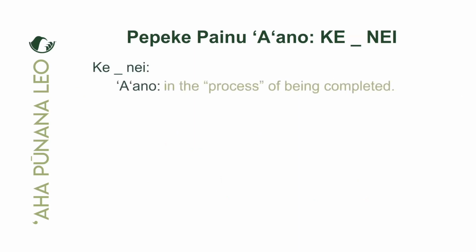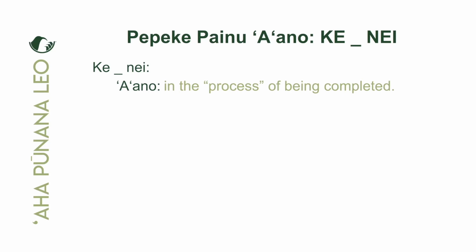All right, so now we have the last section once again with 'ano. Yeah, because we can use the same thing. We can use ke...nei with 'ano verbs as well, but they differ. They are a little bit different in the mana'o. Okay, so let's take a look at that again. Ke...nei with 'ano, the meaning is now in the process of being completed. Yeah, something is in the process of being completed. Okay. Present tense, yes, but in the process of just going to be completed. All right. So keep that in mind when we use 'ano type verbs.